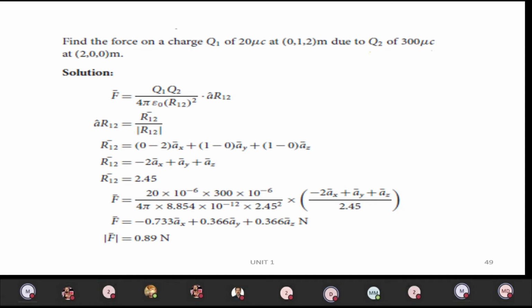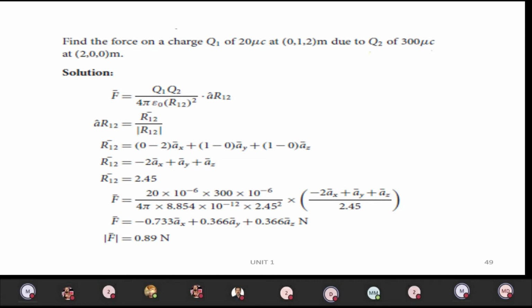Okay, 0 minus 2. For the charge on which we have to find the force, we take that first point. 0 minus 2 ax plus 1 minus 0 ay plus 2 minus 0 az vector. That's what they are substituting, and you will get the r12 vector as minus 2ax plus ay plus az.